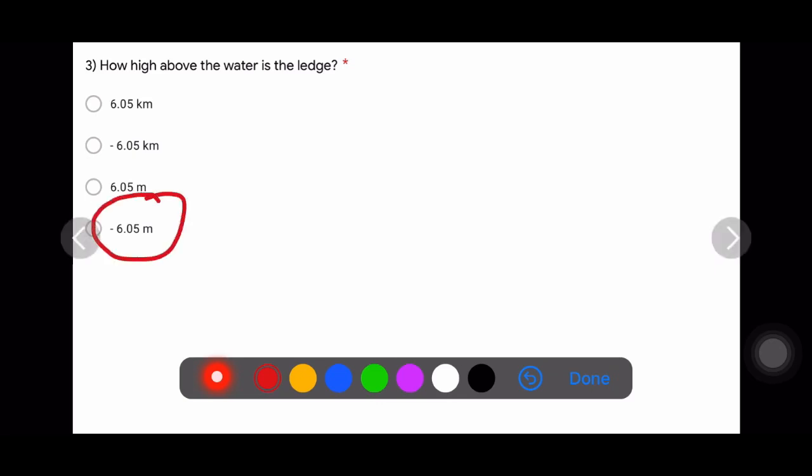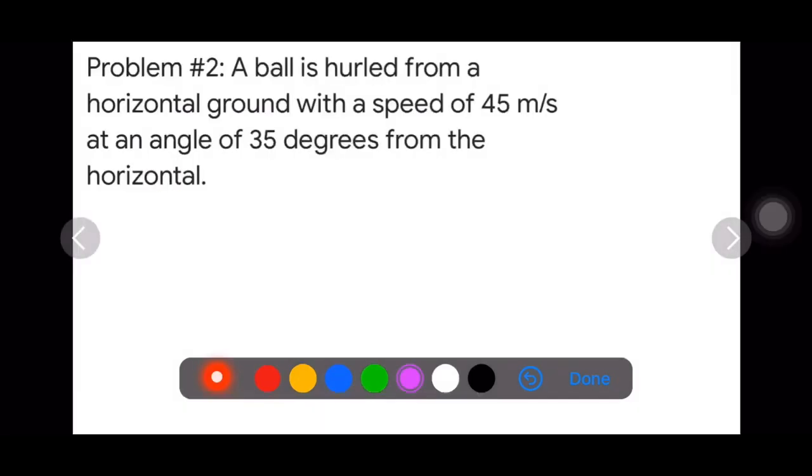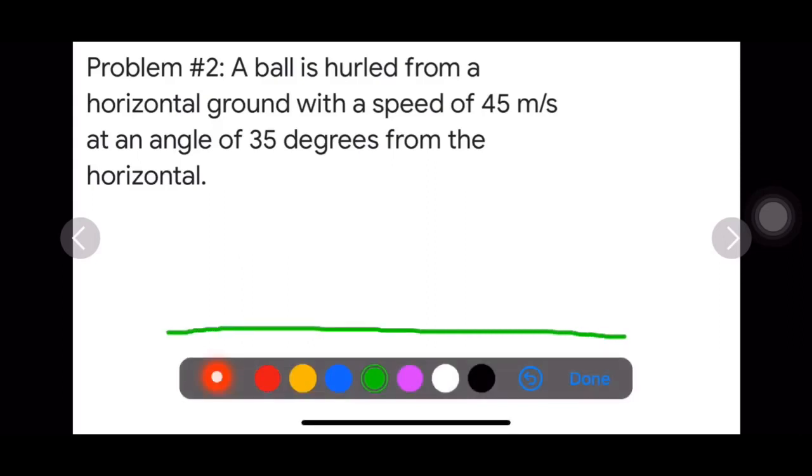Alright, let's go to the second problem. So we have your ball is hurled from a horizontal ground with a speed of 45 meters per second at an angle of 35 degrees from the horizontal. So to visualize what's happening here in our problem, we will draw a ground. And we have here a ball because it's hurled from the horizontal ground. There's a certain angle from the horizontal ground, that is 35 degrees.